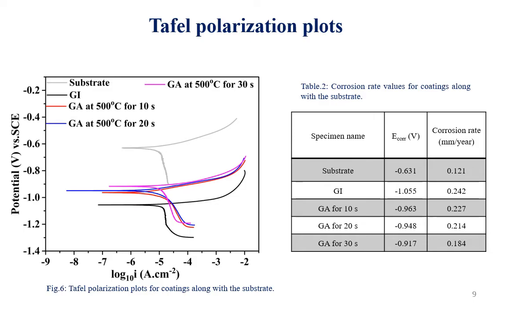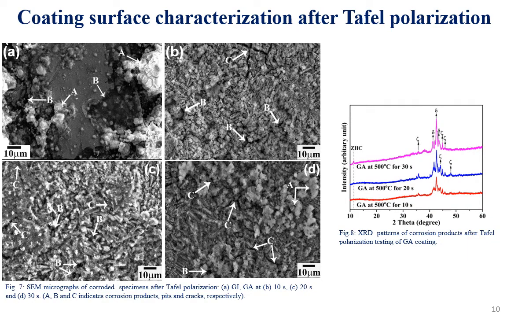So these are the coating surface characterizations after Tafel polarization. If you see here, the galvanizing coating is more corroded as compared to the galvannealed coating. So here we can clearly observe severe damage of the coating. If you compare B, C, D, they all look the same. However, if you see the galvannealed coating at 30 seconds, figure D shows less damage compared to C at 20 seconds and A at 10 seconds. So these microscopy results are corroborated with the corrosion rate results obtained from Tafel polarization.